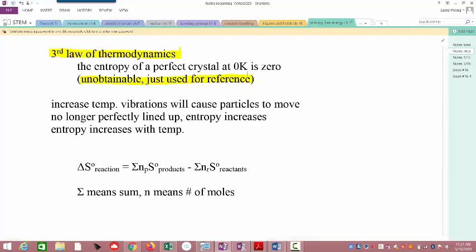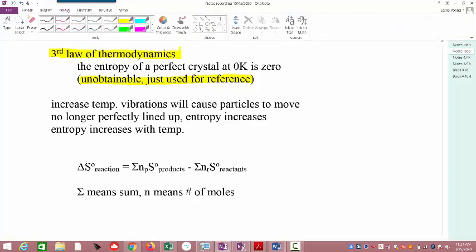So if we had a perfect crystal at 0 Kelvin, there would be no vibrations, so the entropy would be 0. But as you increase temperature, vibrations will increase, the particles will move, entropy will increase. We increase it enough and we're no longer even a crystal. We would have changed our state of matter.